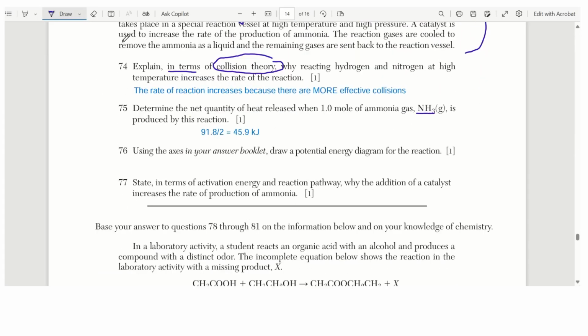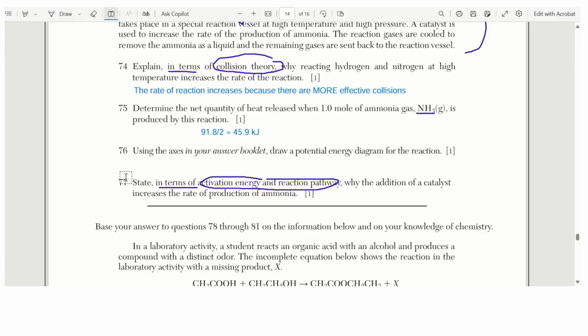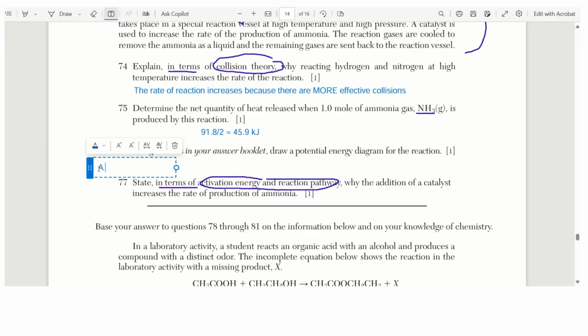And 77, state in terms of activation energy and reaction pathway. 2 things I got to say in my answer. Why the addition of a catalyst increases the rate of the production of ammonia. So a catalyst, it's basically the definition of a catalyst, provides an alternate, right? An alternate reaction pathway with a lower activation energy. That's literally the definition of a catalyst. Okay.